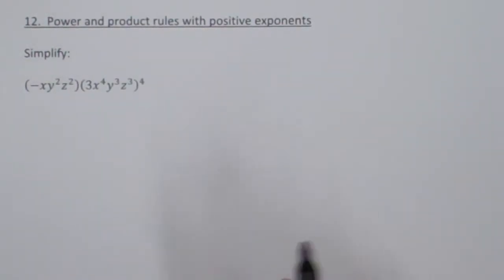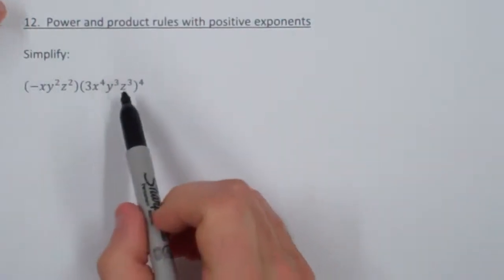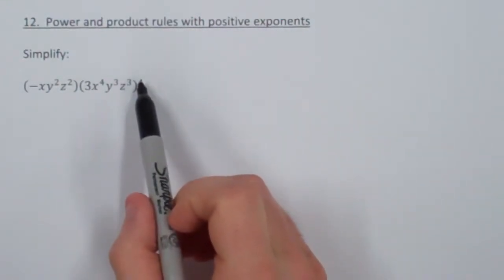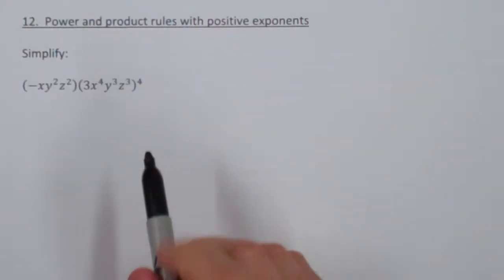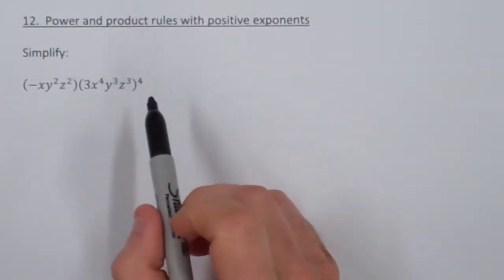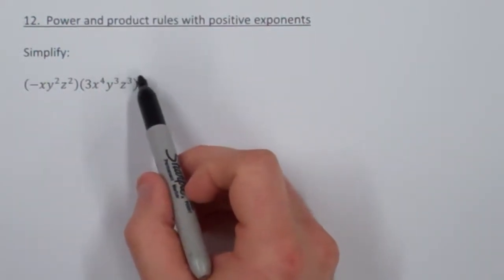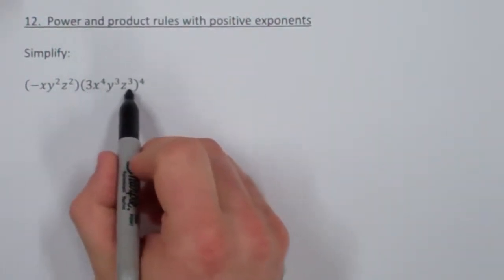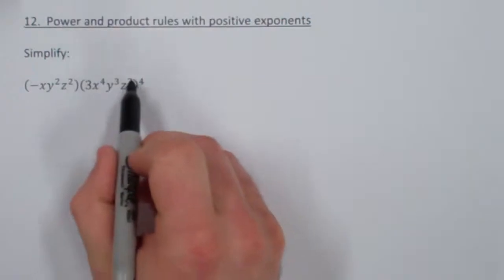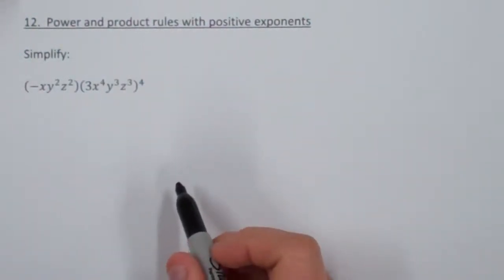Number 12 here, we've got a nice expression. We're multiplying a bunch of things together, and we also have this power here, this exponent hanging out. One of the things that you want to do to begin with here is go ahead and do the exponent part that's outside here. Remember that this 4 only belongs to the base that's inside the parentheses. It does not belong to this factor here on the left-hand side.